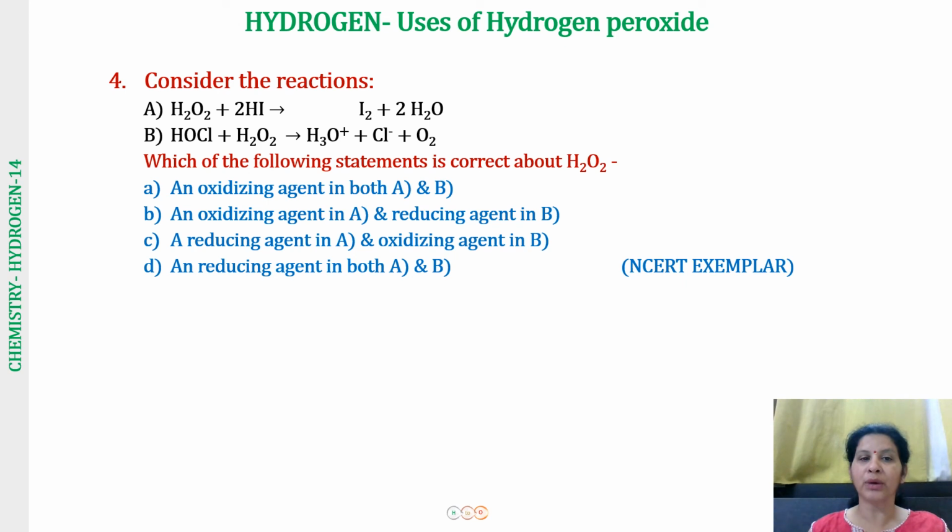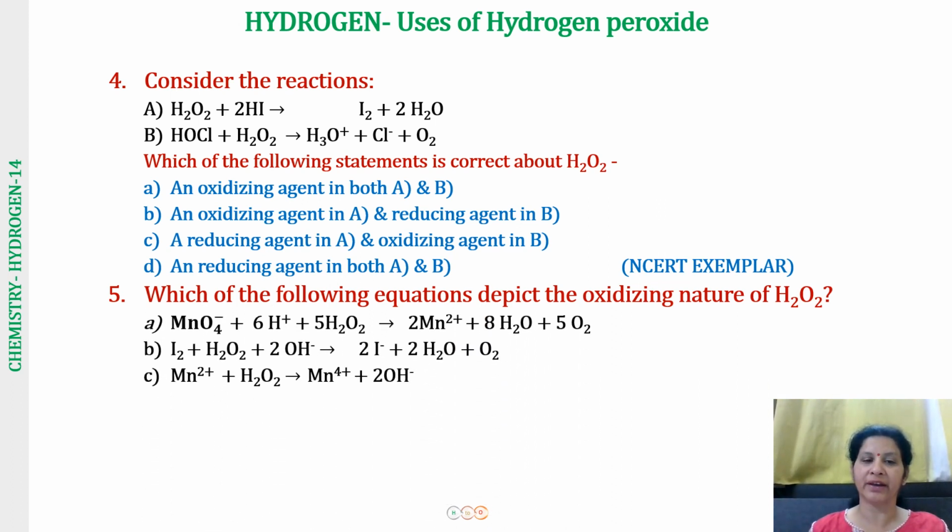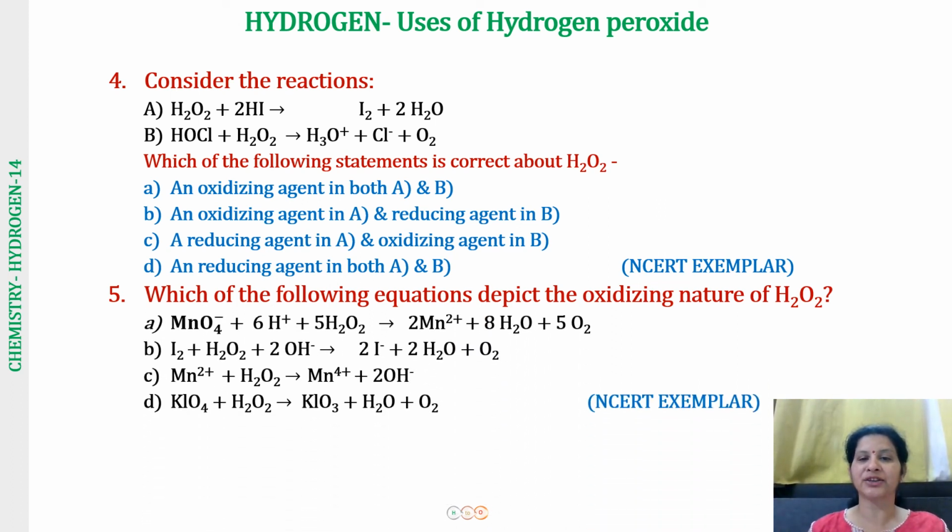So I hope now you understand what you have to do, what you have to check. We have been focusing a lot on this, so you should be knowing the correct answer for this. There's a similar question now again in the NCERT exemplar book. Which of the following equations depicts the oxidizing nature of H2O2? And there are 4 reactions that are given, right? So from these reactions, you have to find out in which of these reactions we can see the oxidizing nature of hydrogen peroxide, an NCERT exemplar question.